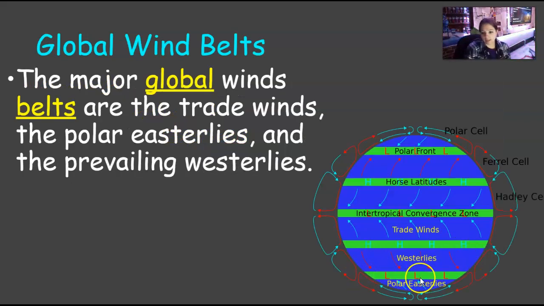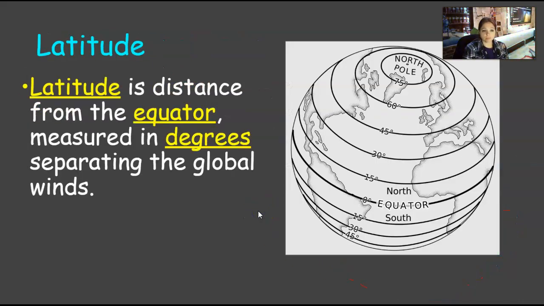You'll notice that there are lines right here. These right here are the polar fronts, the horse latitudes, and the intertropical convergence zone. So we're going to use those to kind of break up the trade winds, westerlies, and easterlies. Some of the ways we break them up is we use latitude angles. Latitudes are the invisible angles or degrees separating each chunk of the Earth, right?